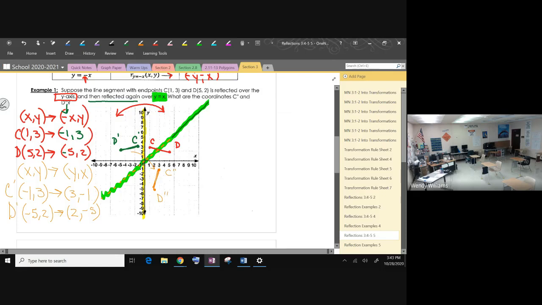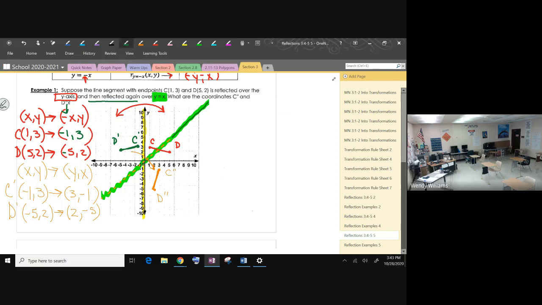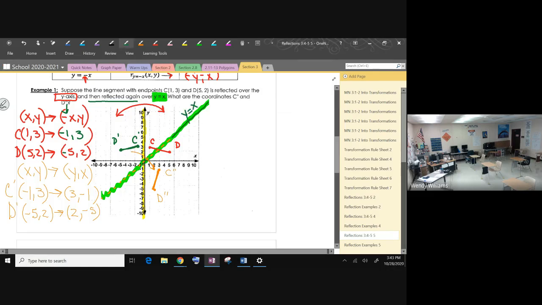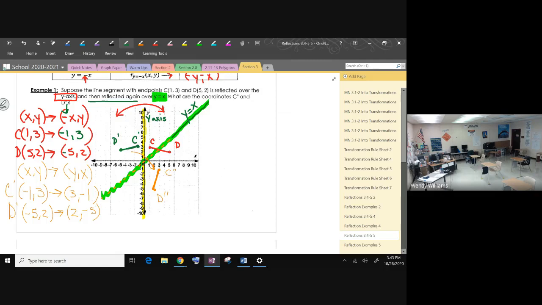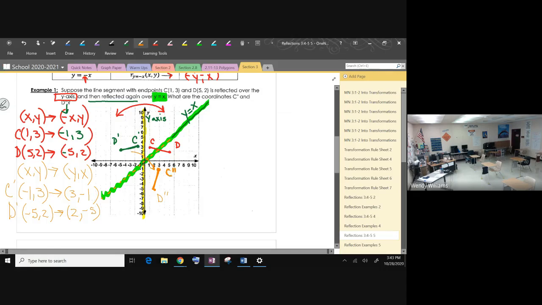Now you can see that this line truly is a reflection across the green axis of symmetry. This is the line y equals x, and this is the y axis. So we've done two flips. First, we did CD in red to D prime, C prime in green. Then we took D prime, C prime, and flipped it over the green axis, which is y equals x. And we end up with the new coordinates for C double prime and D double prime.